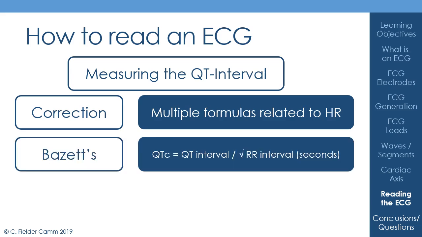And Bazett's formula is probably the most well known, and so what you do is you take that raw QT interval, the 400 milliseconds, and you divide it by the square root of that distance between the R waves, the RR interval, in seconds. So we take our 400 and divide it by the square root of, in this case, 1.16, which is what I've shown here, and what we end up with is 371 milliseconds. So certainly not prolonged.